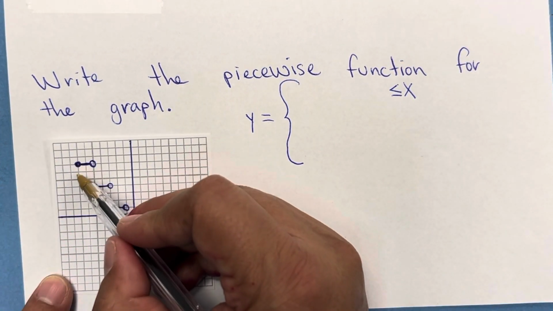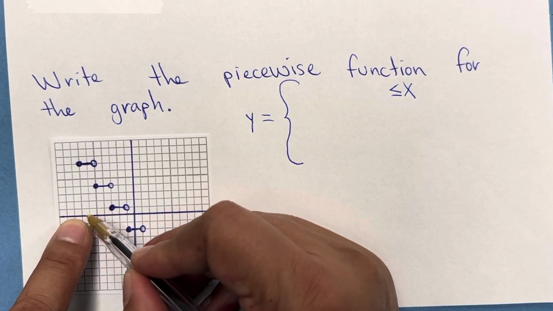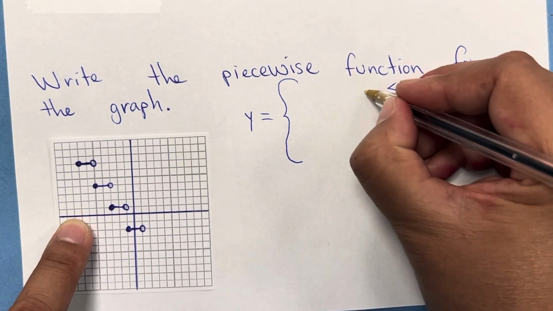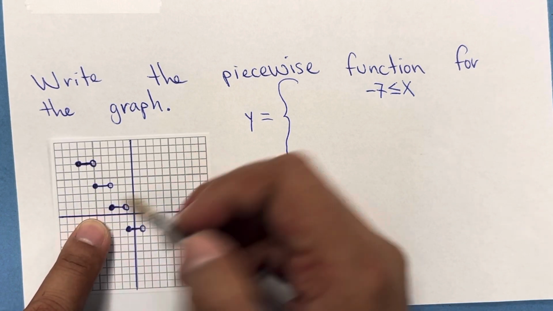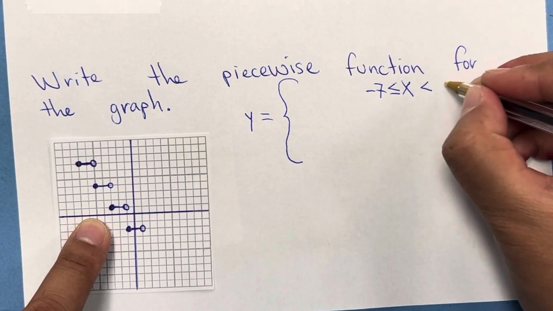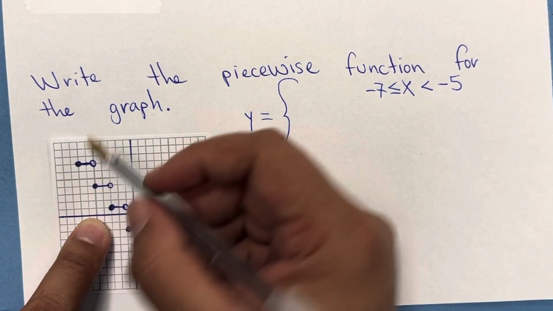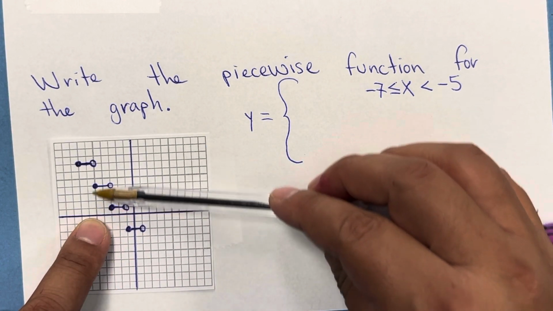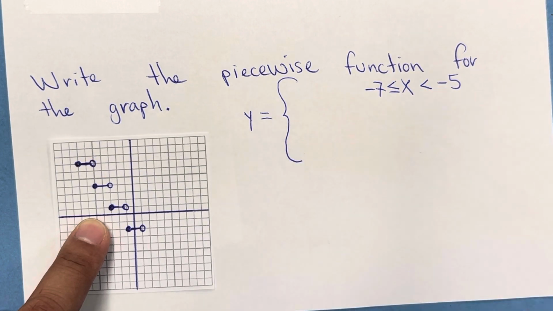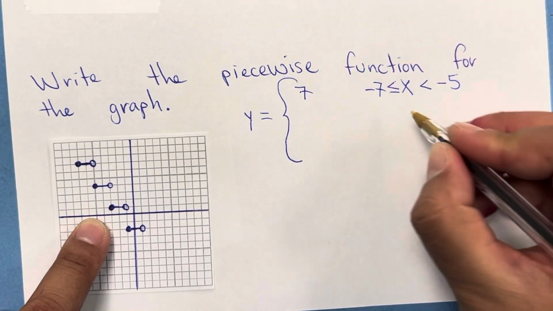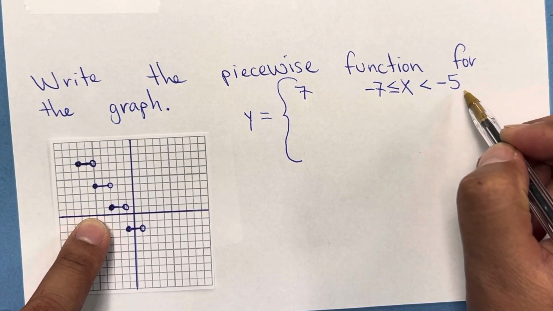And what is the value for x? We go down up to here. It's going to be -1, 2, 3, 4, 5, 6, 7. So -7 and -6, -5. But in here, since it's open circle, we put only less than, okay, because it's an open circle. And what is the value for y in here? It says 1, 2, 3, 4, 5, 6, 7. So y is equals to 7 between when x is greater or equal than -7, but less than -5.